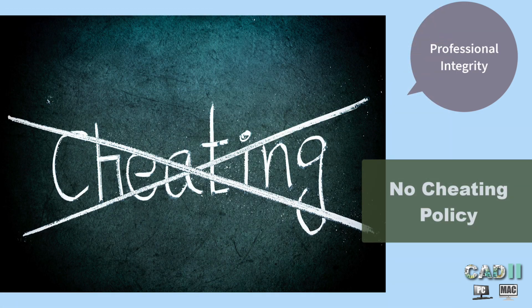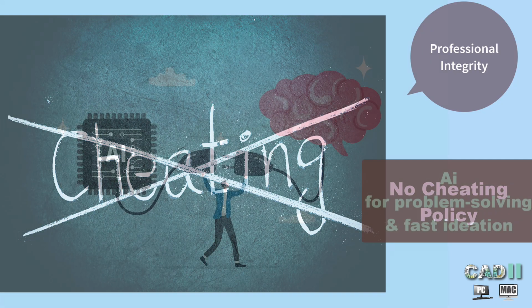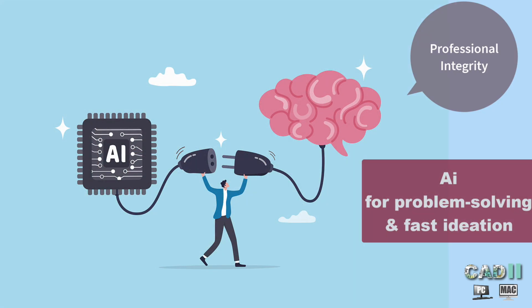This class has a no cheating policy, which means that you cannot use work that is not your own. Please read the course syllabus for stipulations on what constitutes unauthorized work submissions. In this class, you will use artificial intelligence for some assignments, which are outlined in Canvas. Artificial intelligence is an important tool during the schematic design process because it helps us compare ideas through rapid ideation.